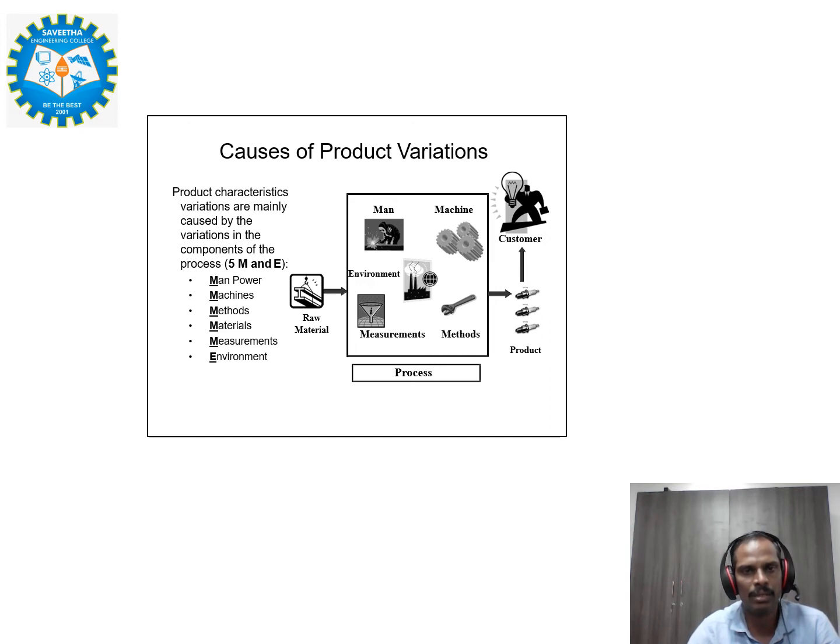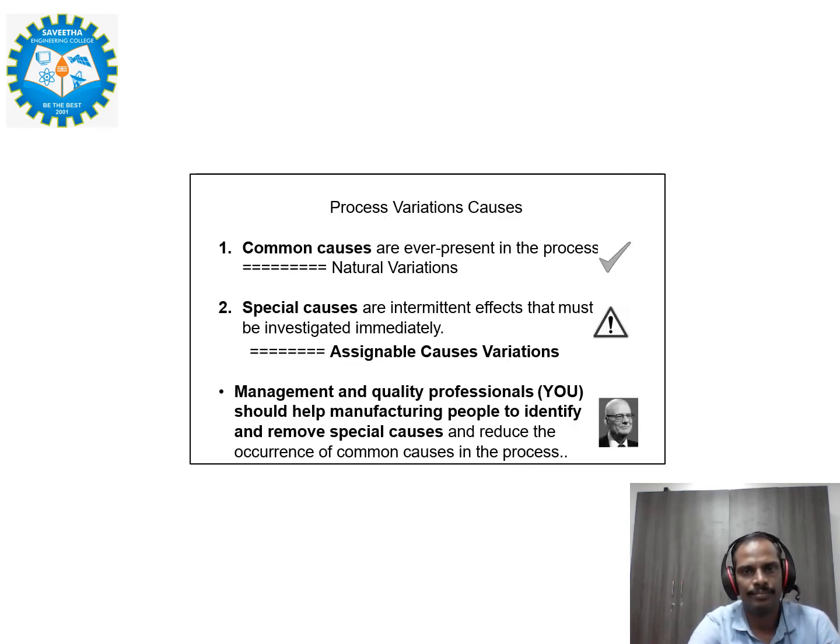These variation causes come under the 5M and E. M stands for manpower, machines, methods, materials, or measurements, where E indicates the environment. So from the required manpower, machines, methods, materials, or measurements, we can conclude that the causes will be identified, depending upon the environment. The environment factor is very important for measuring the causes.